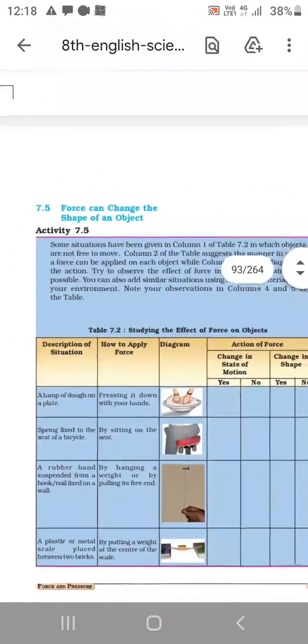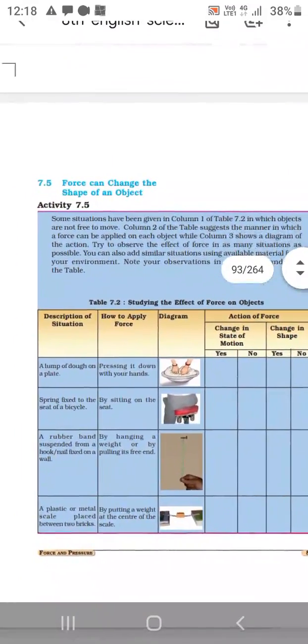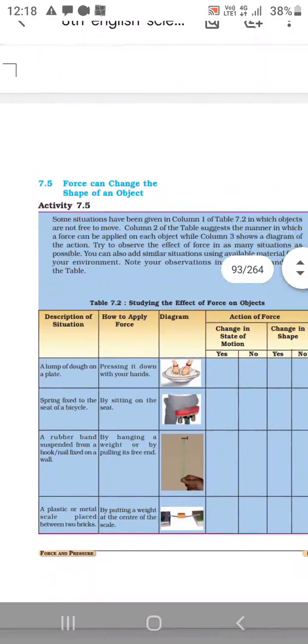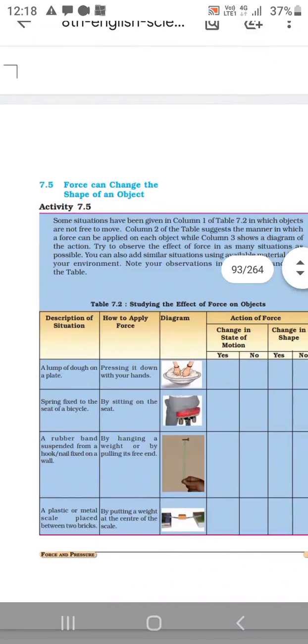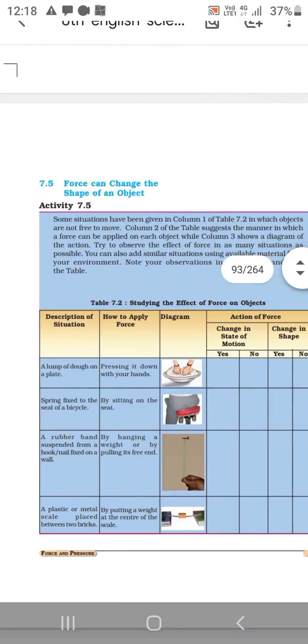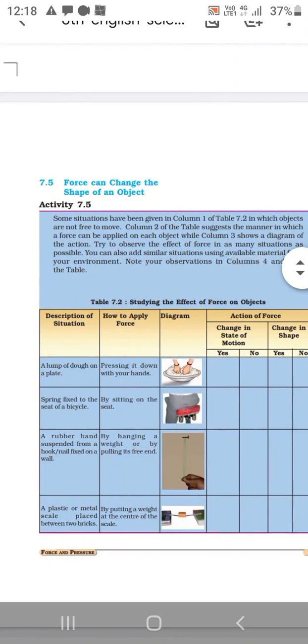We'll take some examples. You take a lump of dough. If you press it with your hand, you can see that by applying force, we can change the shape of the dough. If a spring is fixed to the side of a vehicle, by sitting on the seat, we can change its shape.